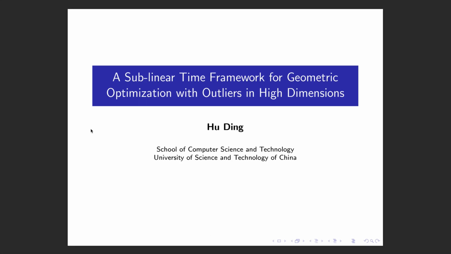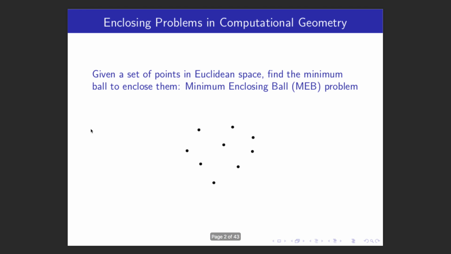Okay, so welcome to my talk. The title is a sublinear time framework for geometric optimization with outliers in high dimensions. In this paper, we focus on enclosing problems, which is a fundamental topic in computational geometry.